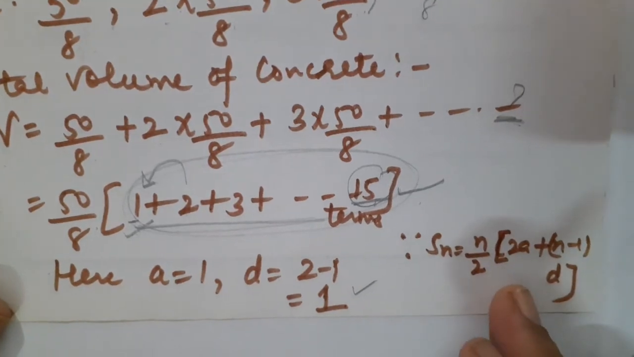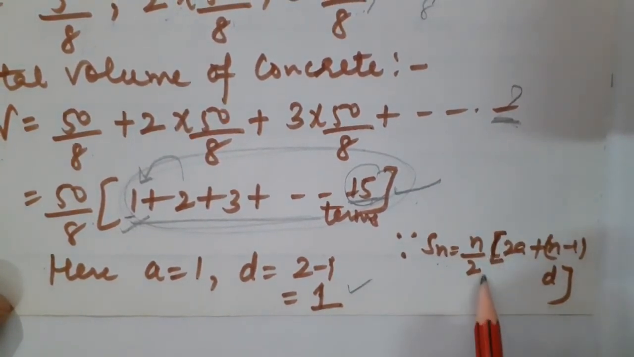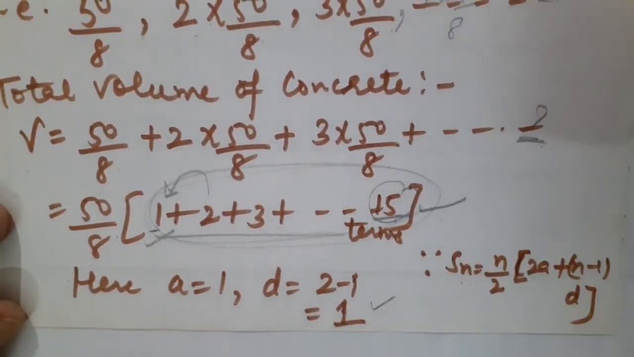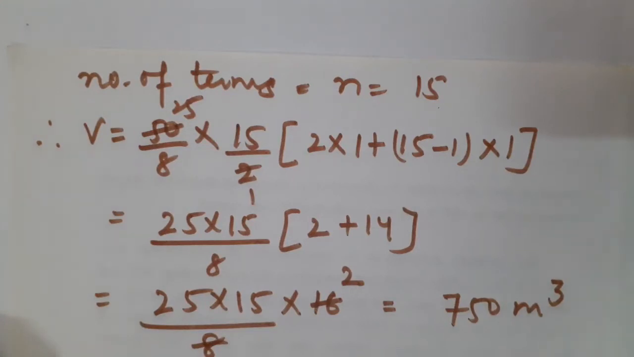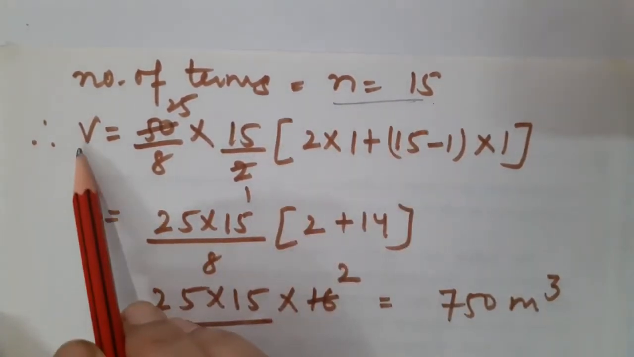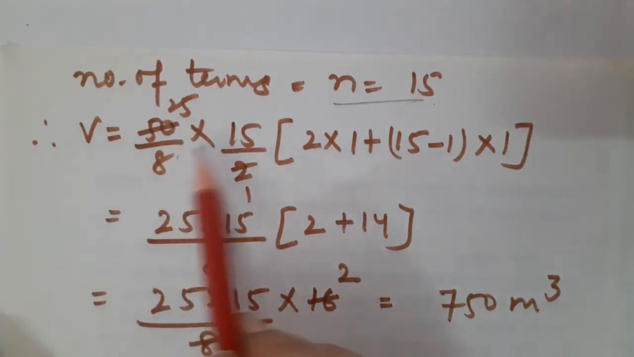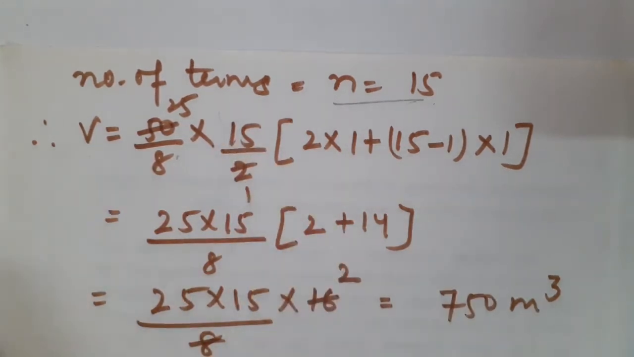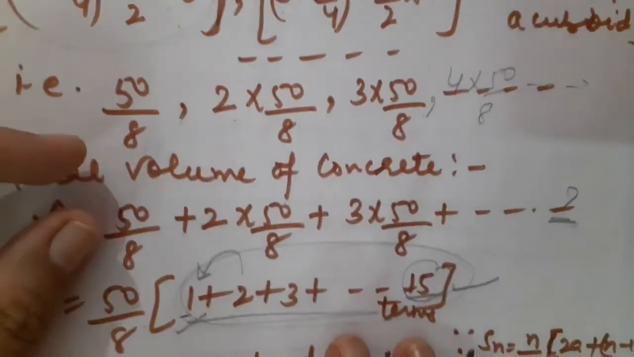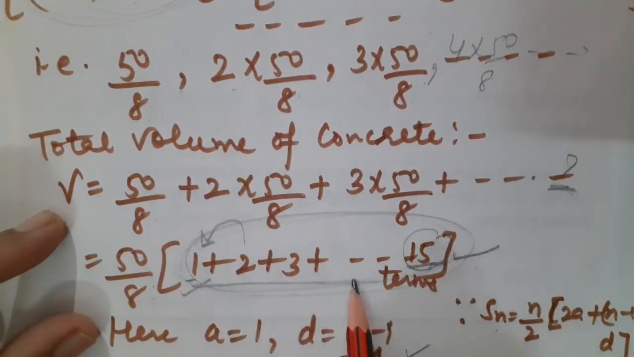So once again, let us recall the formula of Sn. Sn is equal to n by 2 into 2a plus n minus 1 into d. Correct, students? Now, as I have just told you, the number of terms will be 15. So what is the volume? Volume is equal to 50 upon 8, which you already had outside the bracket. Now for the rest of the part, just look here. This was 50 upon 8 already written. For the rest of the part I am going to apply S15.